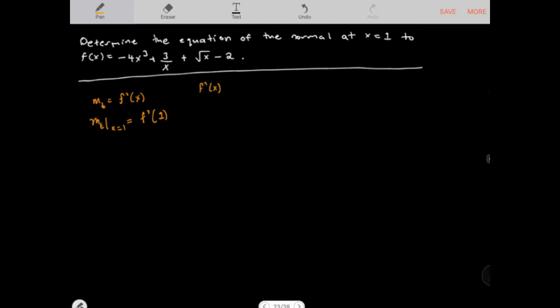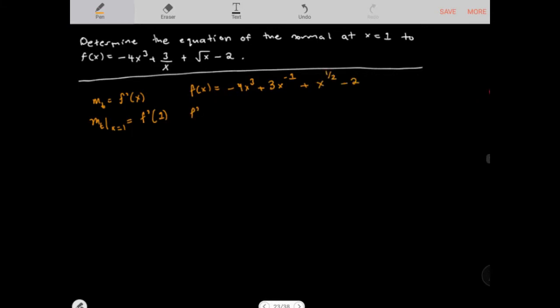Actually, before we find our derivative function, let's simplify f of x and make it purely exponents. So you have negative 4x cubed plus, you can use the reciprocal rule, so 3 times x to the power negative 1, plus square root of x, which you can write as x to the power 1/2, minus 2.